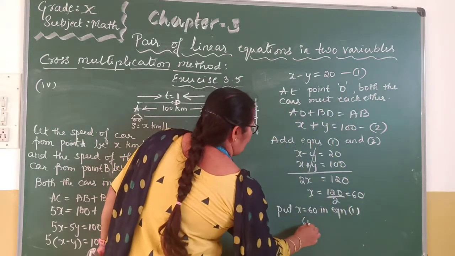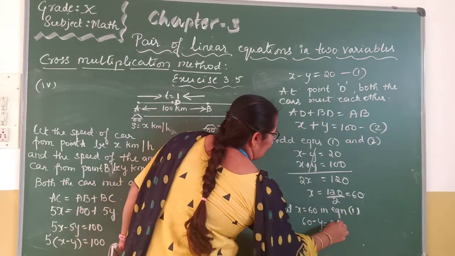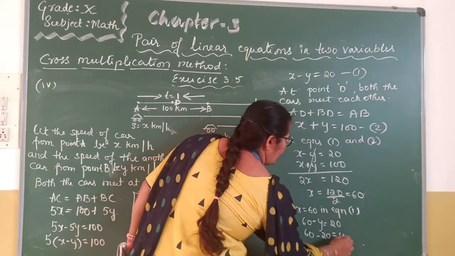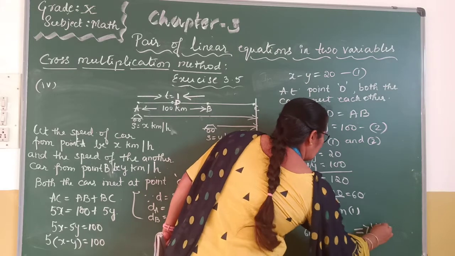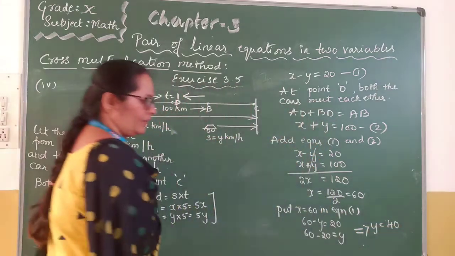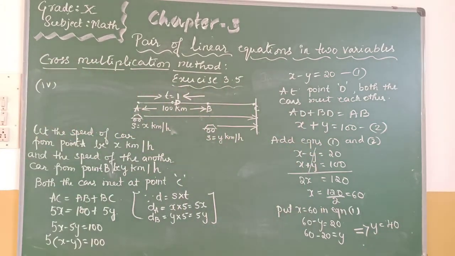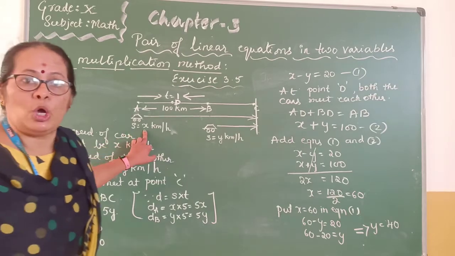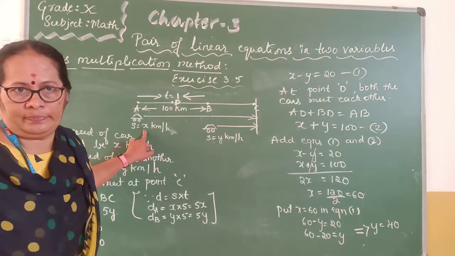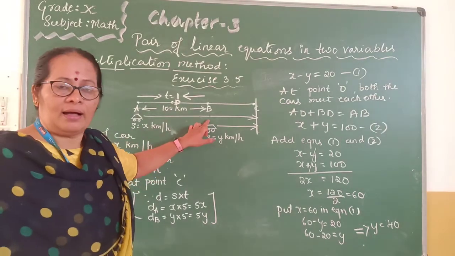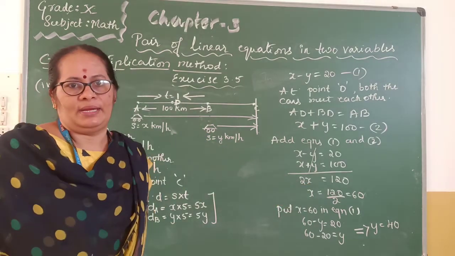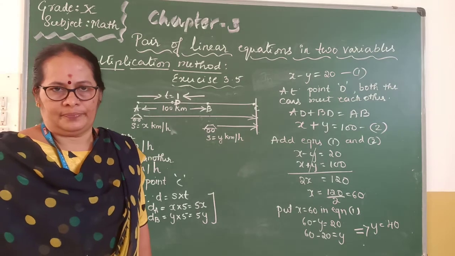then 60 minus y equals 20. So 60 minus 20 equals y. So y equals 40. Therefore, the speed of the car from point A is 60 km per hour. Then the speed of the car that started from point B is 40 km per hour.